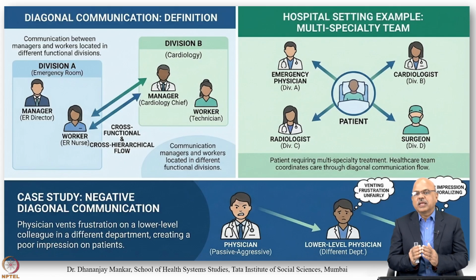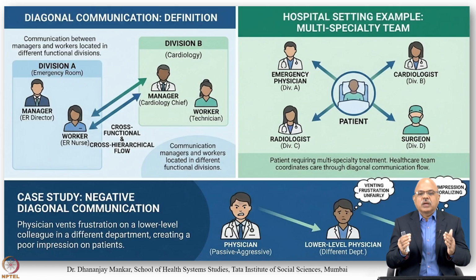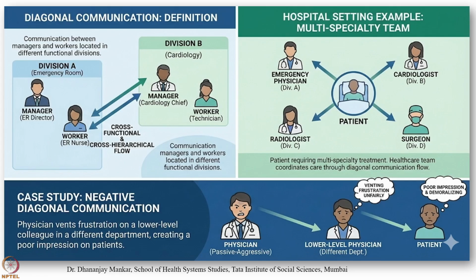In the hospital setting, in the example of a multi-specialty team, you may come across emergency physician, radiologist, cardiologist, urologist, surgeon, gynecologist. But what the patient actually requires is multi-specialty treatment for the comorbidity or the condition. So the healthcare team needs to coordinate, they need to come to a convergence actually to make it more of a diagonal communication, which is from one division specialty to another division specialty, which we have seen on the other side of the picture.